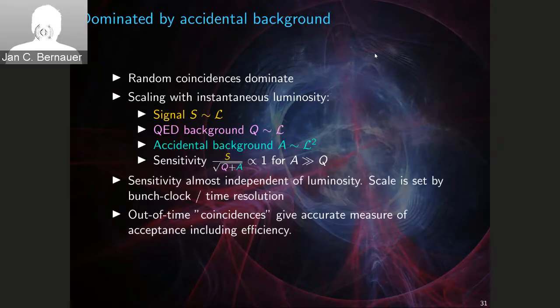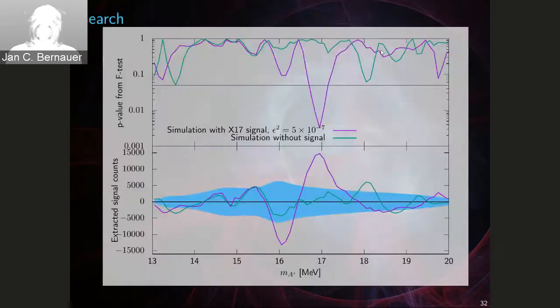So the scale really is set by the bunch clock. That's why we would like to run at the maximum frequency and not at the normal frequency to get the best figure of merit.